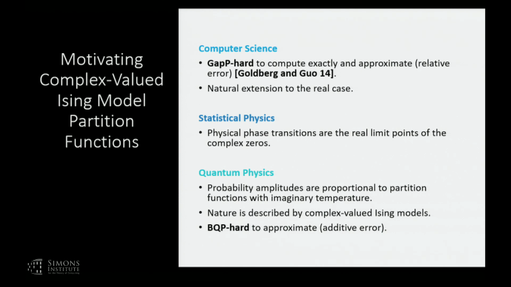Here's our justification. So probability amplitudes are proportional to partition functions with imaginary weights. So it implies that nature is described by these complex valued Ising models. And it's also BQP hard to approximate up to additive error. So approximating these to an additive error, as I said, is essentially everything a quantum computer can do, except for the sampling thing.